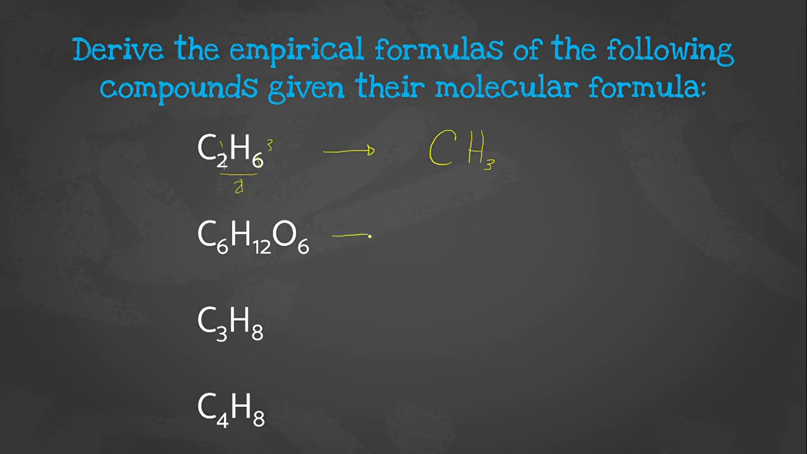Ayan, anong magiging empirical formula for C6H12O6? This is glucose. Okay? Ito naman ay ethane. Ayan. So, saan ba divisible yung mga numbers na yan? So, all of them are divisible by 6. So, ito ay magiging 1. Ito ay magiging 2. At ito ay magiging 1. So, therefore, the empirical formula for glucose is CH2O. So, the empirical formula for glucose is CH2O.